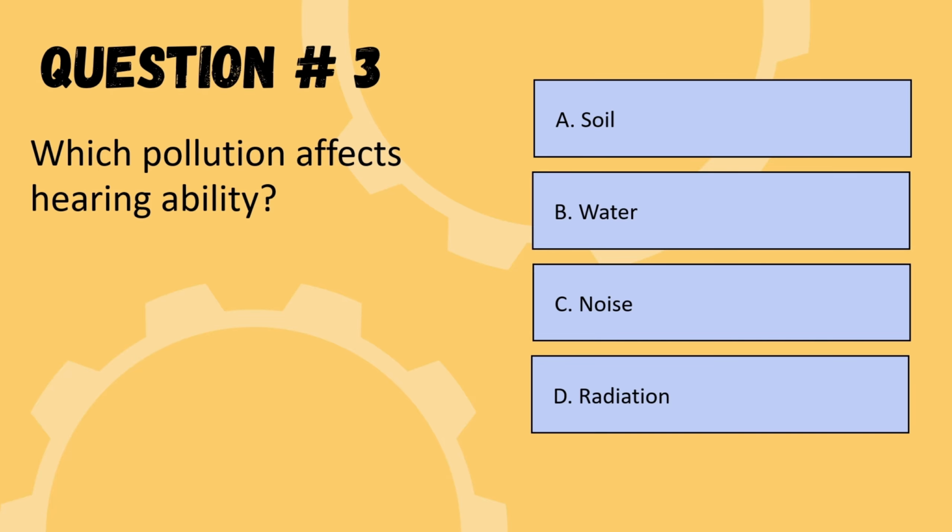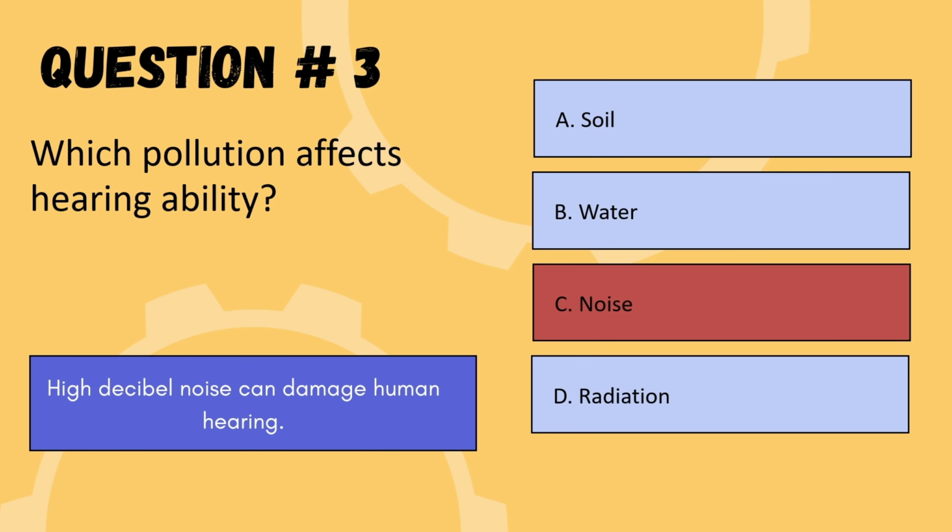Which pollution affects hearing ability? So options are soil, water, noise, radiation. So the correct option is option C, noise. So we are moving to the next question.